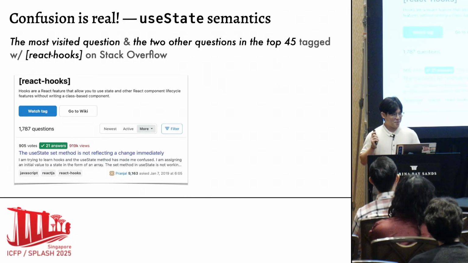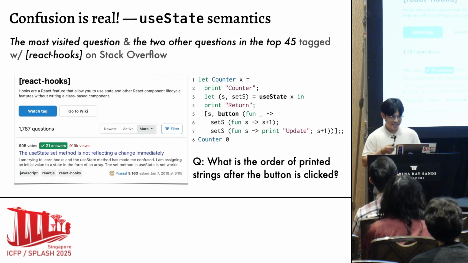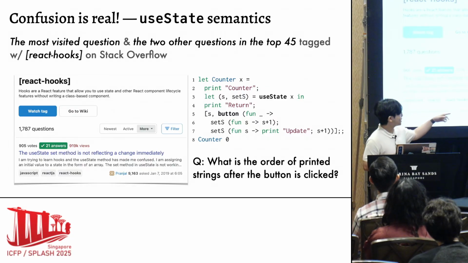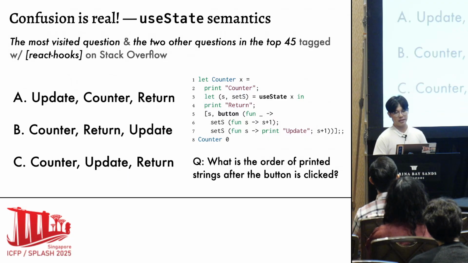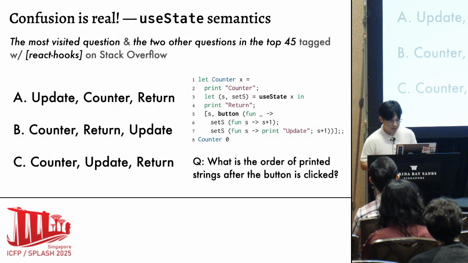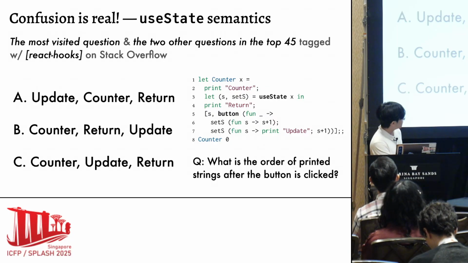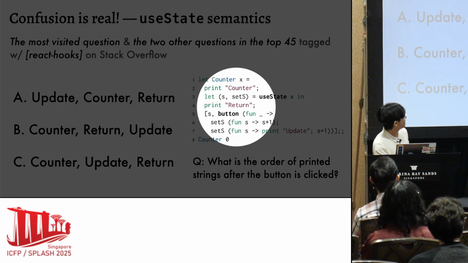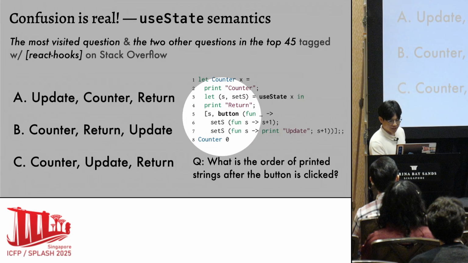So now a quick quiz time. This is a code snippet distilled from those questions. And note that we're using an ML-like syntax used in our paper. So obviously when the counter is first called, it prints counter followed by, wait a second, my magic wand. It first called counter followed by return.